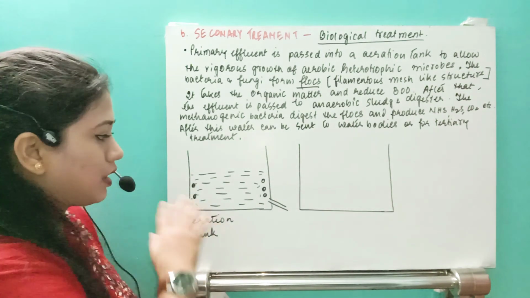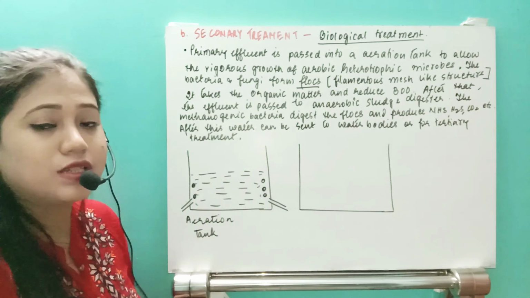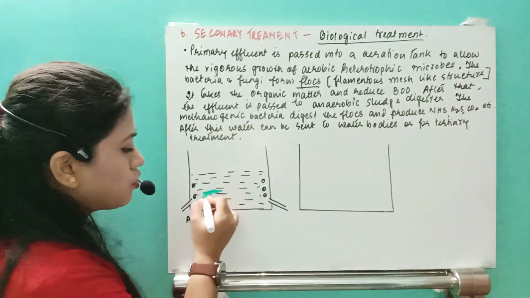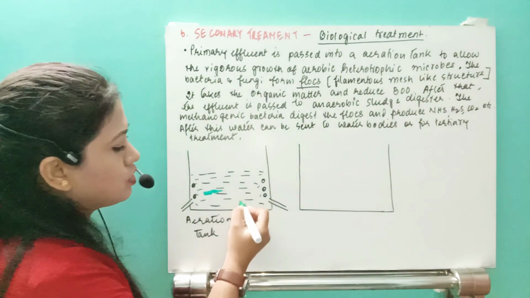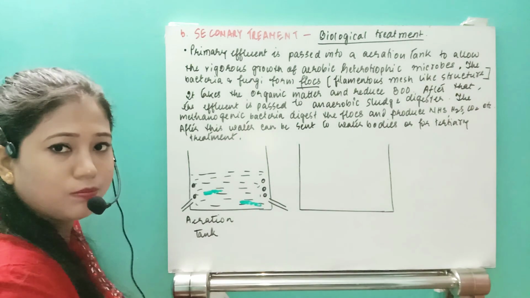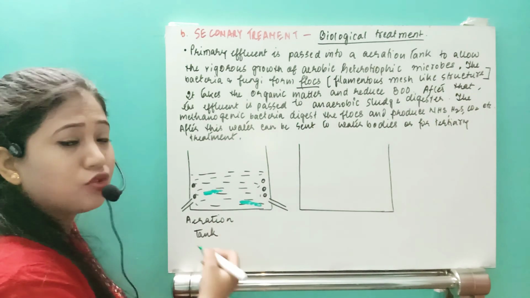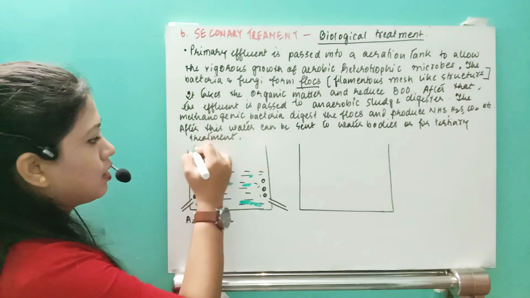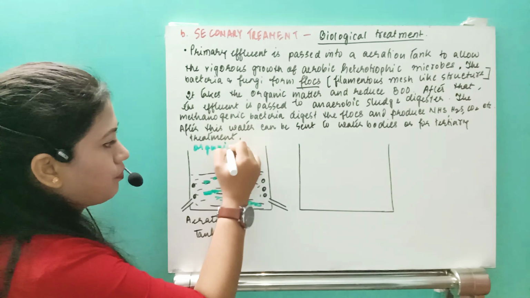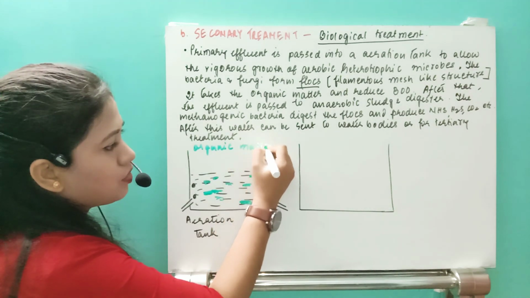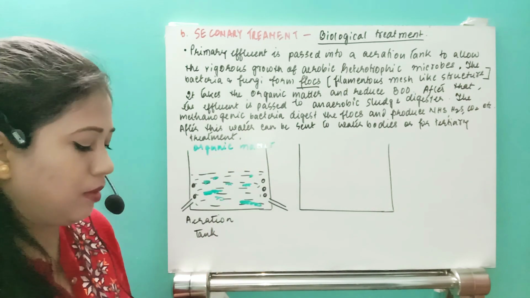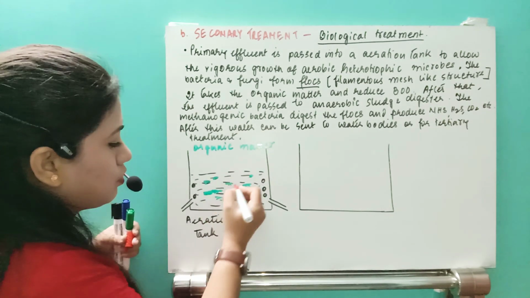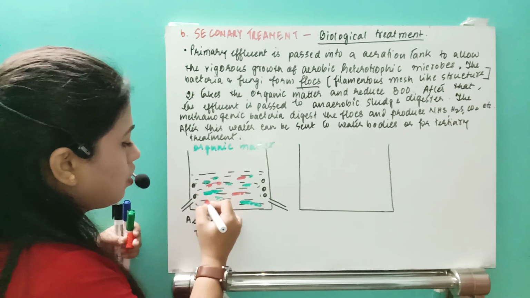So in that primary effluent, what is present? It is the soluble organic matter. Lots of organic matter, animal or plant originated, like vegetable peel, meat, rotten things, everything that can be present. These are the organic matter. Either it can be plant originated or animal originated. So these are the plant originated and these are the animal originated organic matter.